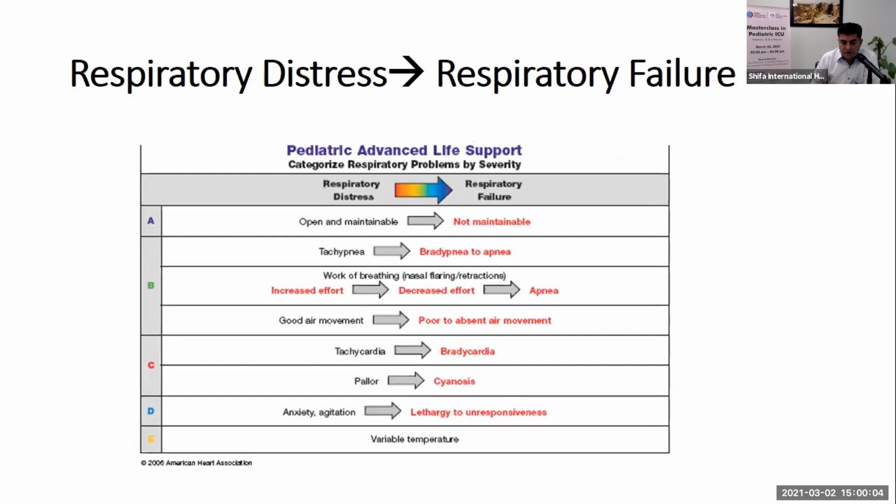This is a slide from the pediatric advanced life support. How do you differentiate a respiratory distress from a respiratory failure? In respiratory distress, usually the airway is open and maintainable, but in failure it is lost. There is usually bradypnea in contrast to tachypnea, and even in the later part, it can lead to apnea as well. There's decreased or absent air entry in the chest. There can be bradycardia, but usually in distress there is tachycardia, and it can give you cyanosis and lethargy and unresponsiveness.